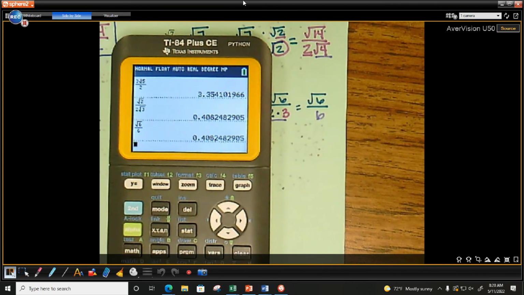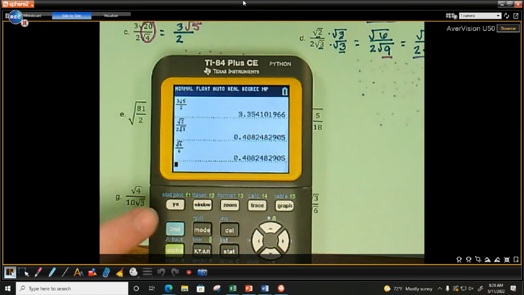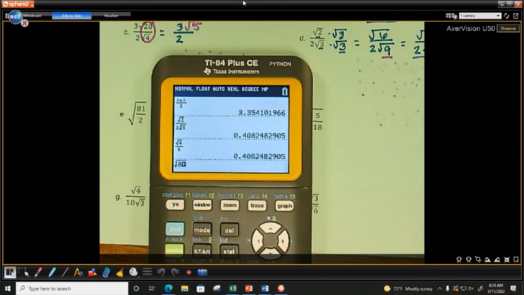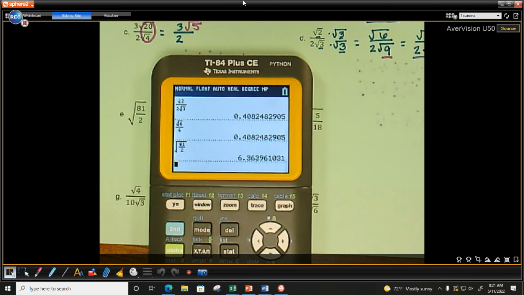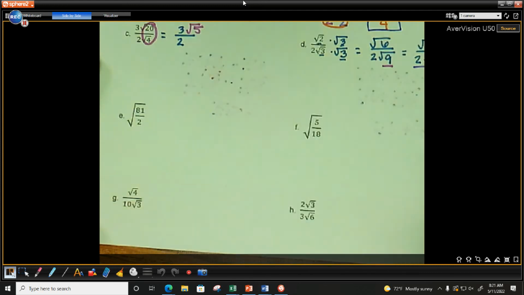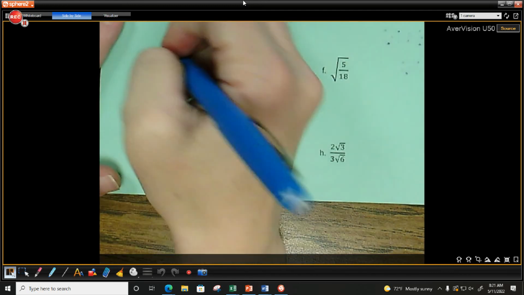Okay, next one. Type it in your calculator. Square root of 81 over 2. Notice this time it's the square root of one whole fraction. And I get a decimal. So, whenever you have the square root of one whole fraction, we're going to separate it into the square root of the numerator over the square root of the denominator.